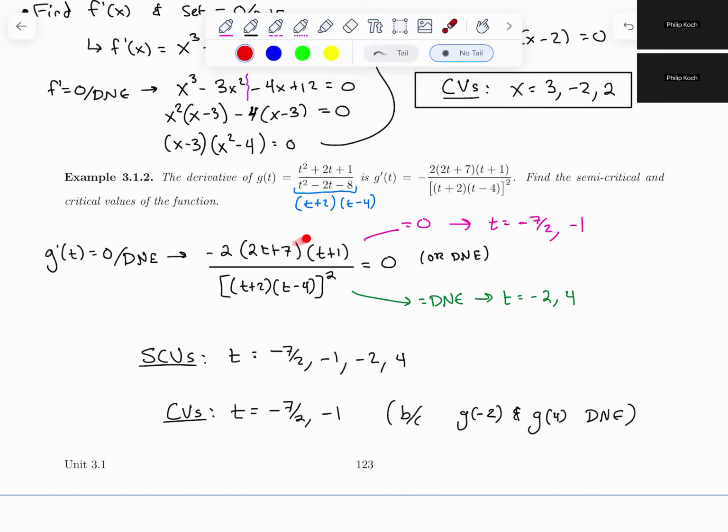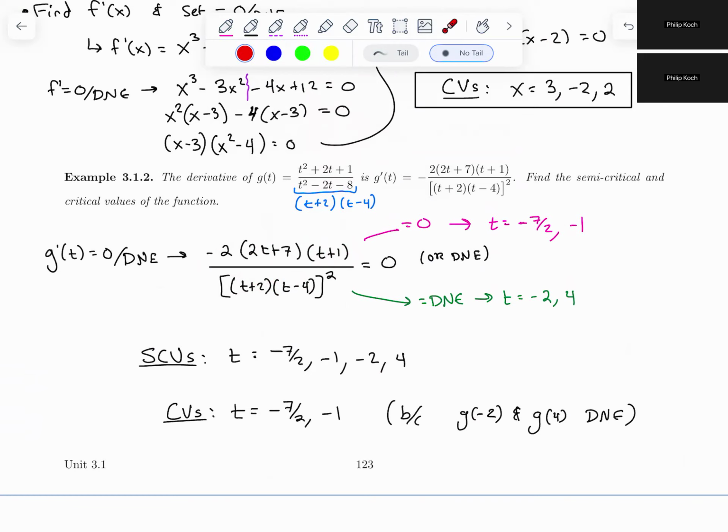It equals 0 where the numerator equals 0, which would be at -7/2 and at -1. And then at -2 and at 4, it does not exist. So those are all semi-critical values, because every critical value is a semi-critical. Every critical value is contained in the semi-critical values. But -2 and 4 make the original function undefined.